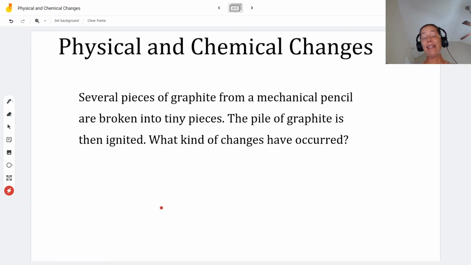Okay, so that is it for our physical and chemical changes. Again, this tends to be something you see at the beginning of your chemistry course. I hope you found this helpful.